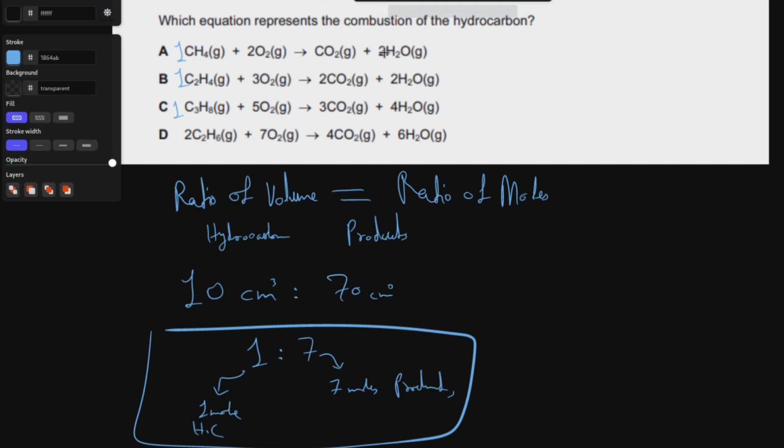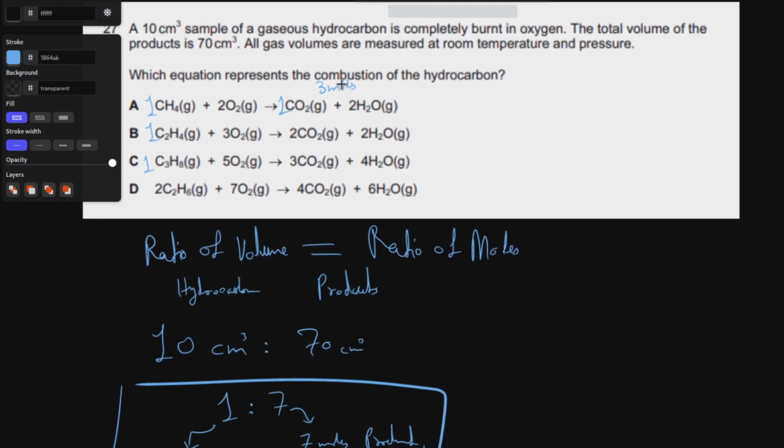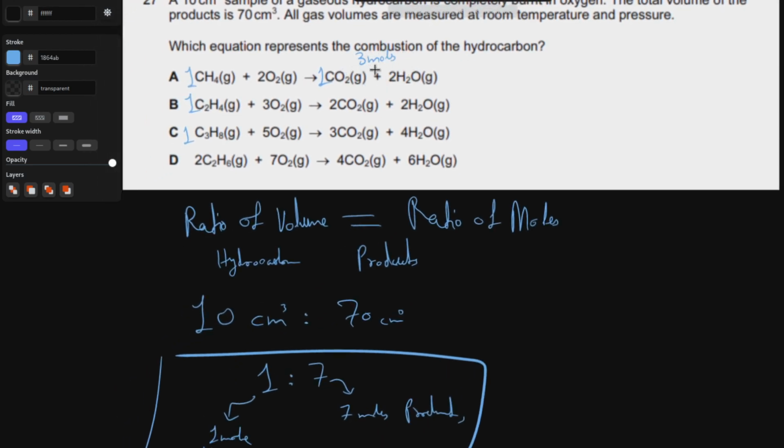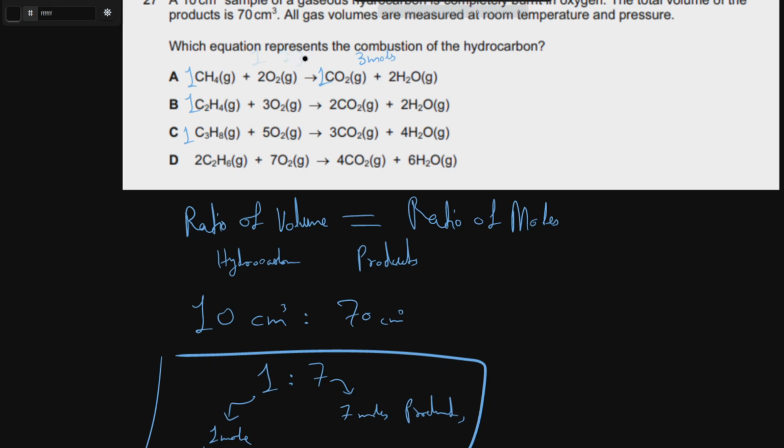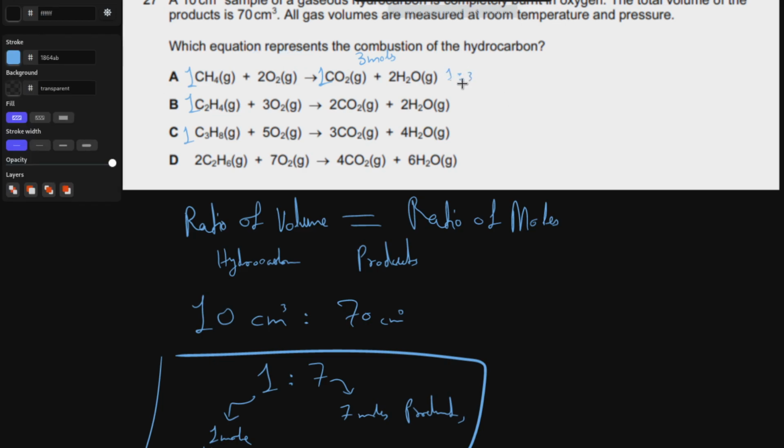So let's now look at the products. There are 1, 2 and 3. So 1 from carbon dioxide, that is in gaseous form, and 2 moles of water, that is also in gaseous form. So in total this is 3 moles of gaseous product that is formed. All right, this is the 3 moles that is produced. So this is saying that 1 is to ratio 3 for this first equation. Let's write it right here. 1 is to ratio 3.